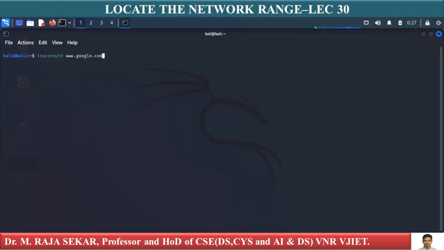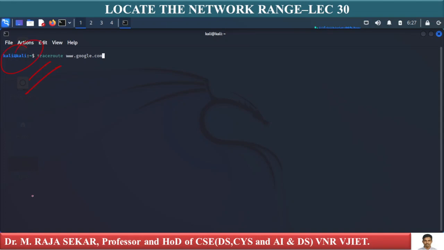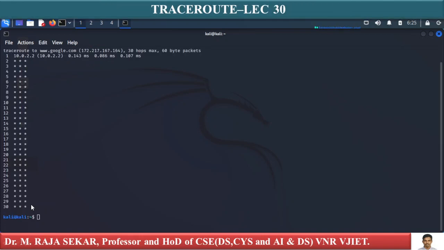How to read a traceroute report? Before reading the report, this is Kali Linux. I will discuss Kali Linux in detail in my future classes. For the time being, just understand this is the command prompt of Kali Linux, where we typed traceroute www.google.com. If I type this, I will get this particular information.